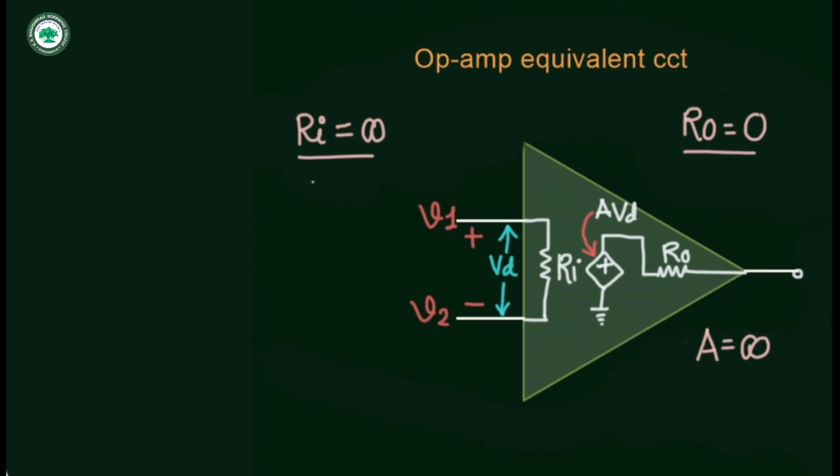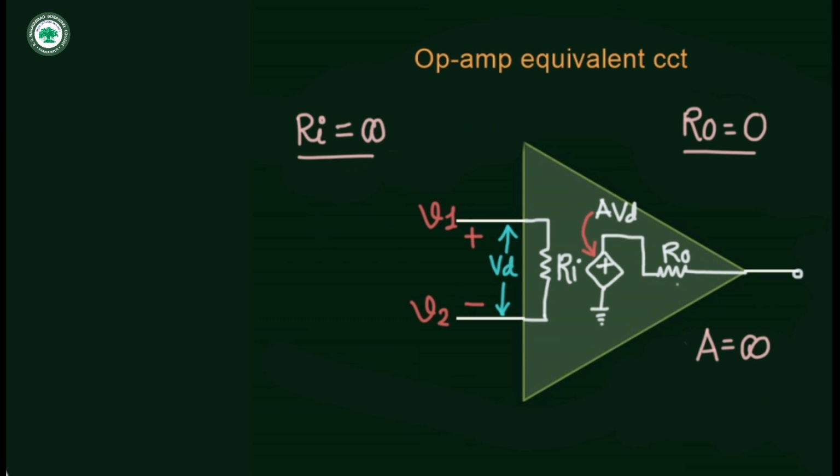Let me explain why the Ri value is taken as infinity and why the Ro value is taken as 0. Now if we look at the circuit carefully, we will observe that if there is no Ri here, that means all the voltage will be available for the amplification. That means V1 will be available and V2 will also be available. So we would consider that this is open, so Ri is kept open. Keeping it open means Ri should be considered as infinity.